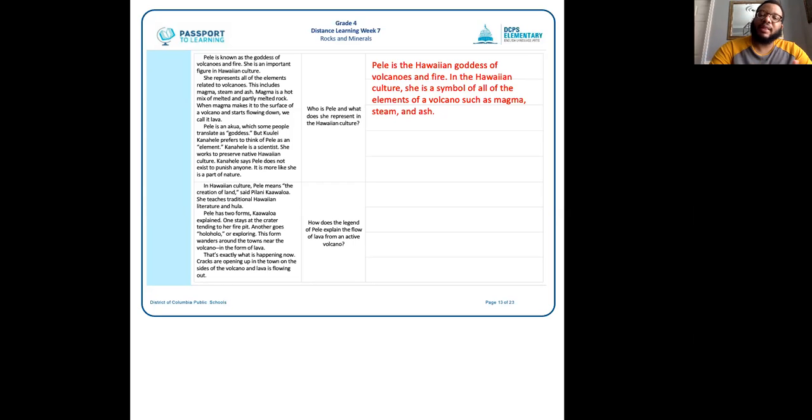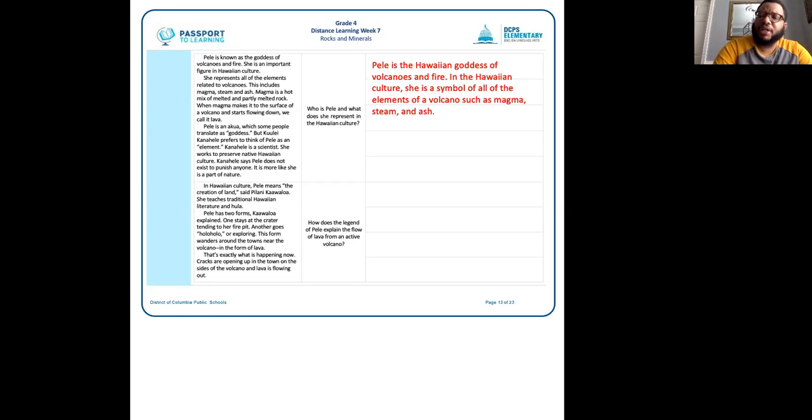All right. And in our last question for today, how does the legend of Pele explain the flow of lava from an active volcano? Well, in the text, it says that in Hawaiian culture, Pele means the creation of land, said Palani Kowaloa. I said that right. Sorry, guys. She teaches traditional Hawaiian literature and hula. Pele has two forms, Kowaloa explained. One stays at the crater tending to her fire pit. Another goes holo holo, or exploring. This form wanders around the towns near the volcano in the form of lava. That's exactly what is happening now. Cracks are opening up in the town on the sides of the volcano, and lava is flowing out.